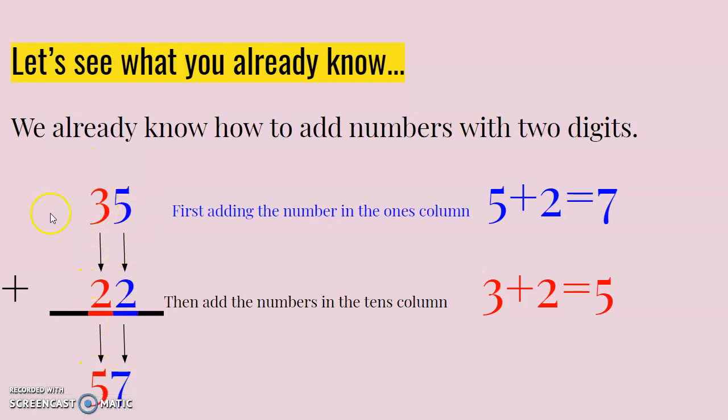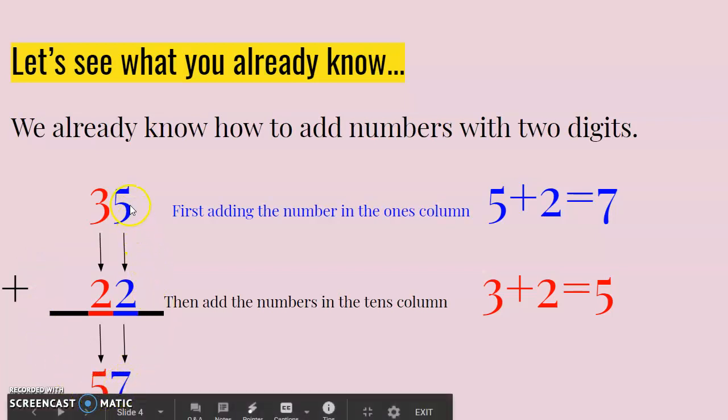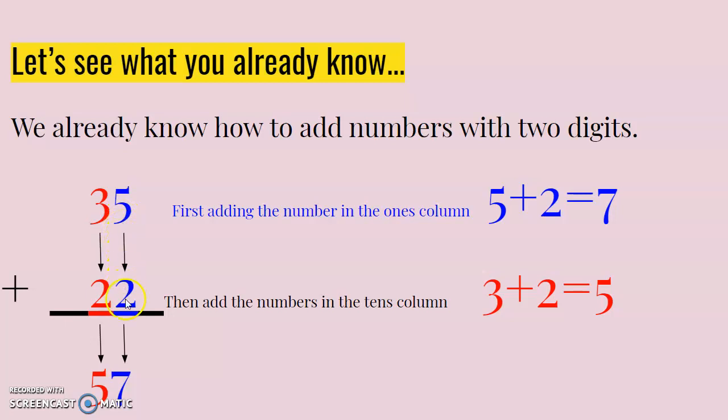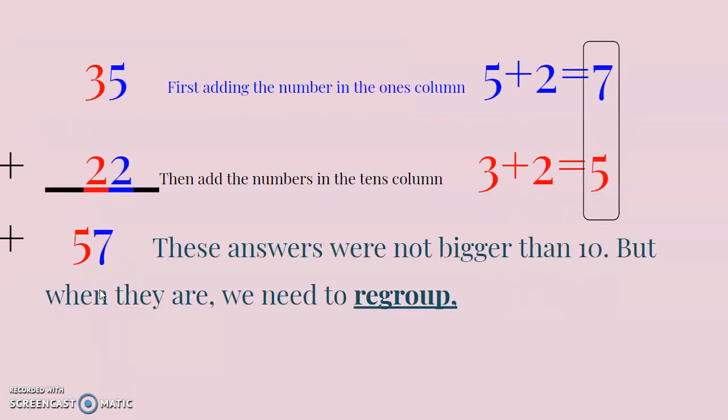A nice way to arrange your numbers is to put them on top of each other and line them up by column. So we've got the ones column and the tens column. A review: first we add the numbers in the ones column, and that equals 7. And then we add the numbers in the tens column, and that equals 5. So we know that 35 plus 22 equals 57.